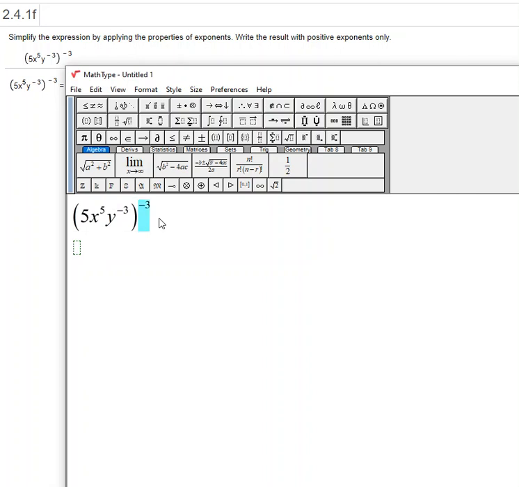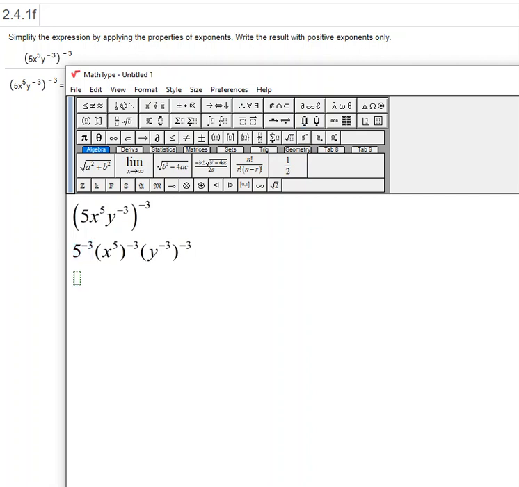So I'm going to write this down, copy that. My 5 is going to get a negative 3 power. My x to the 5th is going to get a negative 3 power. We're just distributing the negative 3 power to everything. And our y to the negative 3 is going to get the negative 3 power. Then we'll look at the next simplification step.